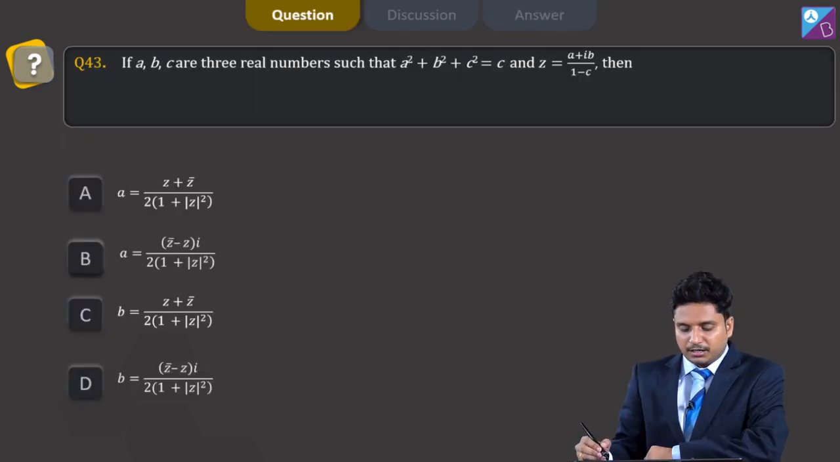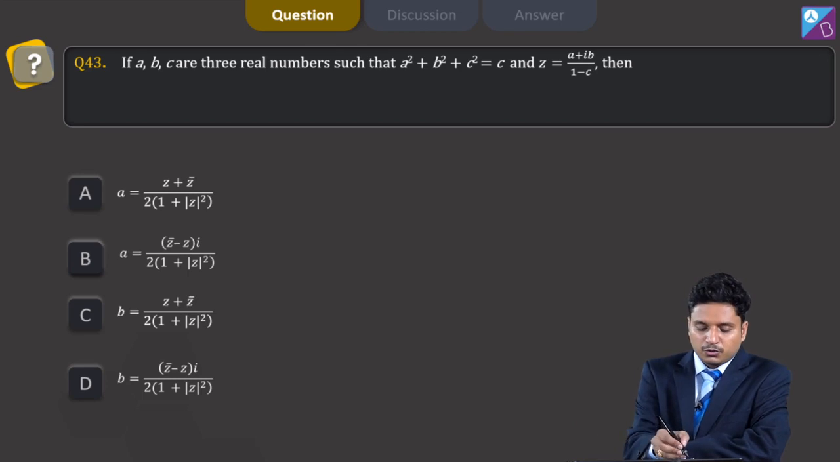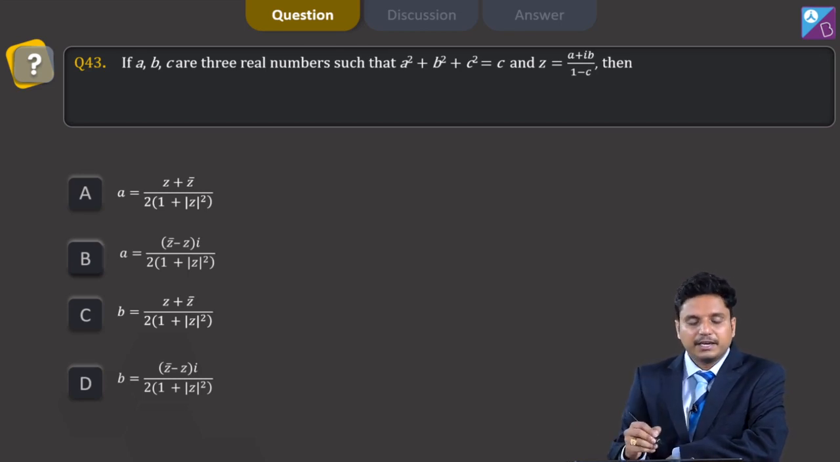Next is more than one correct type questions. In this case, first is from complex numbers, which is: a, b, c are 3 real numbers such that a square plus b square plus c square is equal to c, and z is given to be a plus iota b upon 1 minus c. So what will be the value of z bar? As we can see, all these options involve z and z bar as well as mod z square.